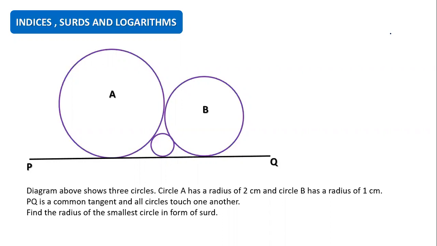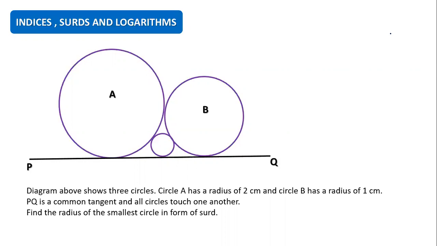Let me read the question for you, class. The diagram above shows three circles. Circle A has a radius of 2 centimeters and circle B has a radius of 1 centimeter. PQ is the common tangent, as I told you, right? Can you see the line PQ there? It is the common tangent to the three circles, and all the circles touch one another. Got it? We move on to the next.